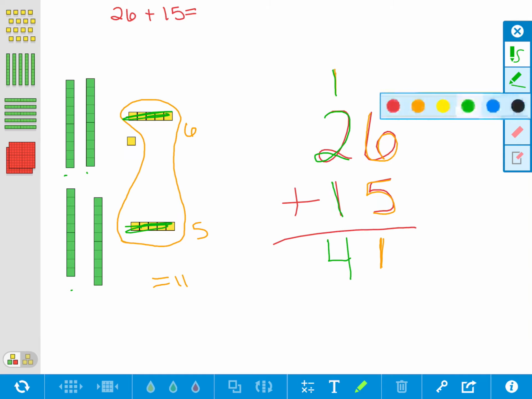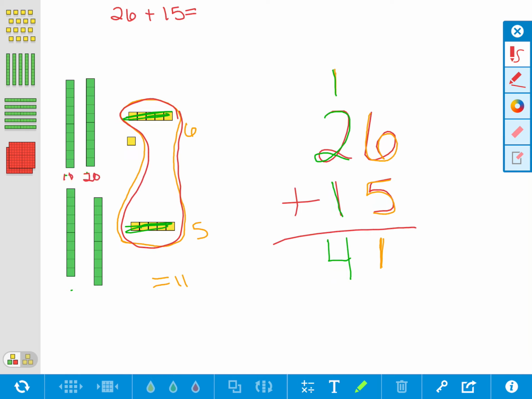Let's go back and double check with our place value blocks. After I regrouped these tens over here, I had 10, 20, 30, 40, and then just this one left over. So 41. Pretty cool, huh? Let's try one more.